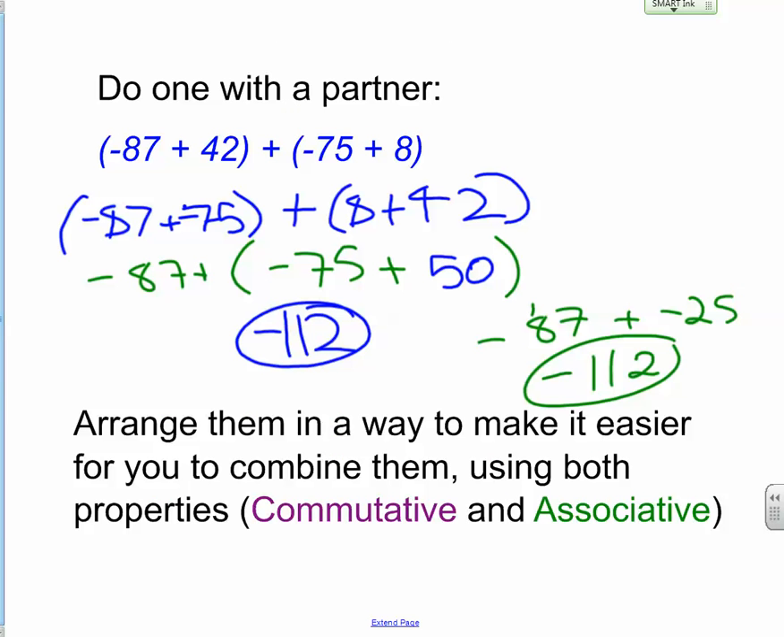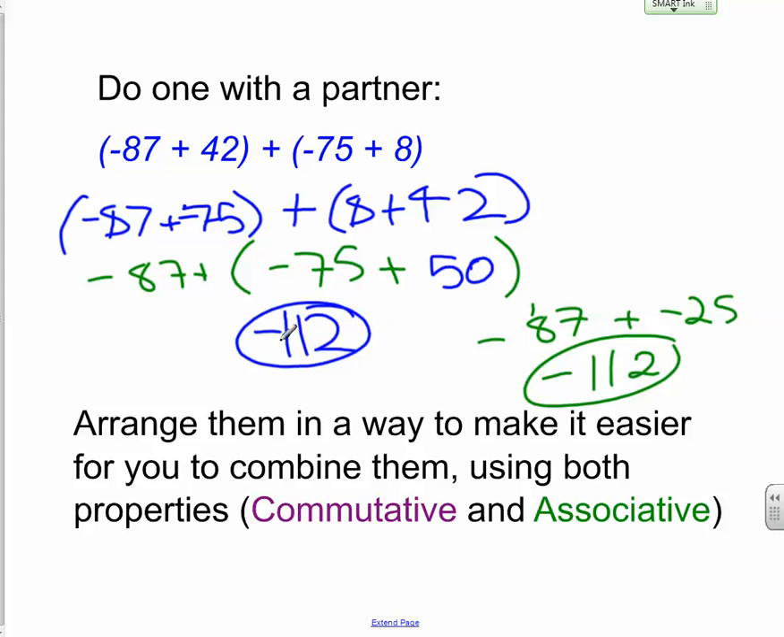Okay, you did this one with a partner, and some of you regrouped them. You used the associative and the commutative property. You switch the order and the brackets, and you put the two negatives together and the two positives together. And then you got from here down to here with 50 plus this sum, and you got the total of negative 112.